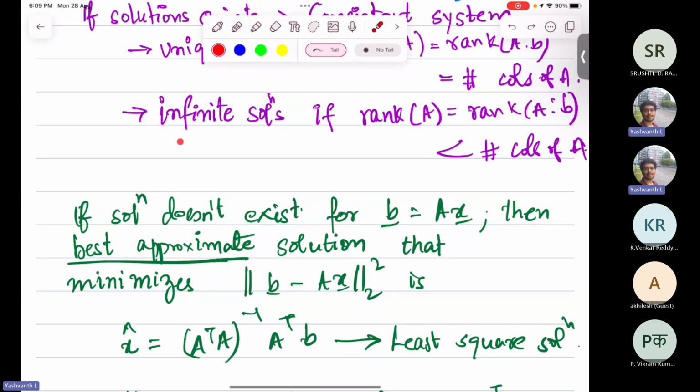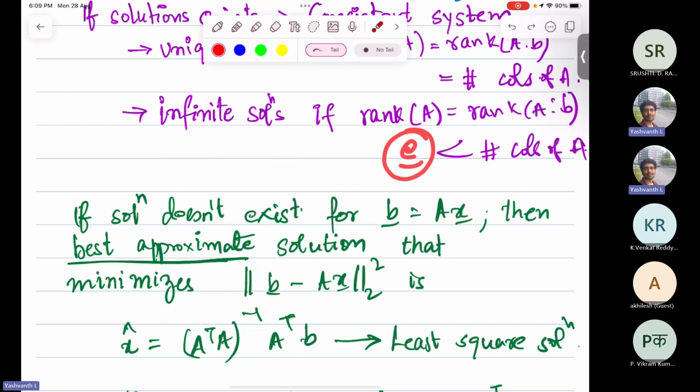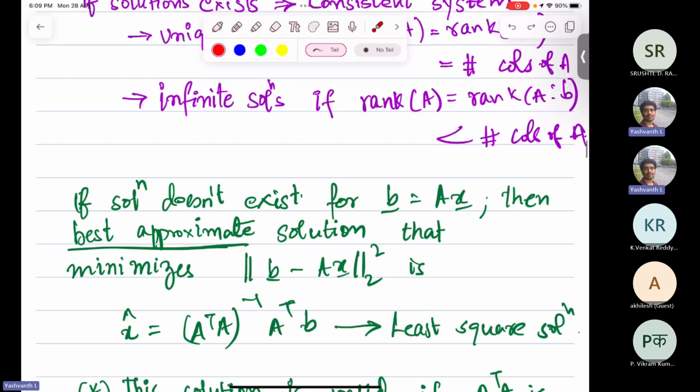I can find x such that the error, that is b minus Ax, which is a vector, is small. b is a vector, Ax is a vector. The subtraction gives the error vector e. I want this vector e to be as minimal as possible. To measure the minimality of this vector, I take the norm of the vector. So if a solution doesn't exist for b equals Ax, then we look for the best approximate solution that minimizes the norm of b minus Ax.